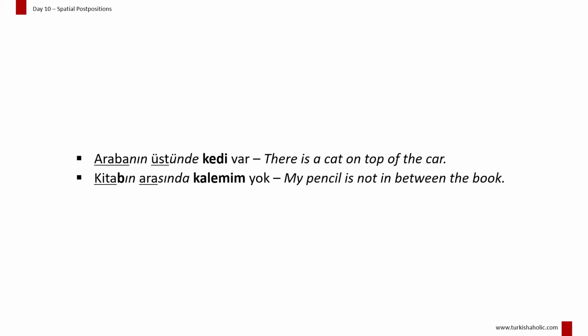From these sentences, the object that is the center of focus is at the start of the sentence. There are also other ways to make such sentences. You can use var or yok, meaning is, are, or isn't, aren't, to indicate whether the object is present or not. Arabanın üstünde kedi var. Kitabın arasında kalemim yok.